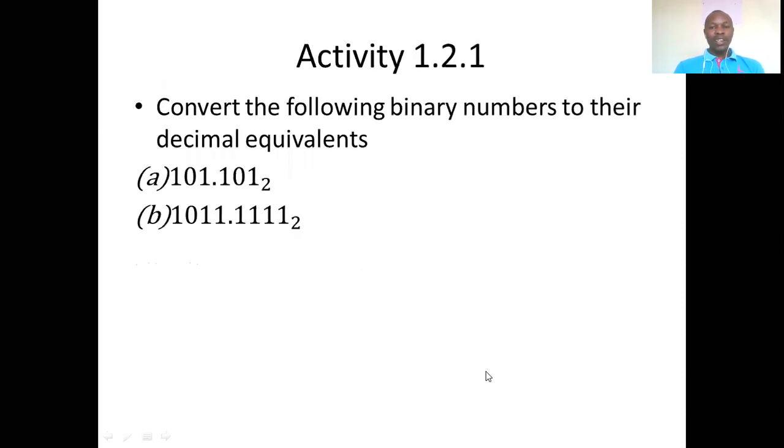So to check if you have understood these concepts, I want you to do this activity. Convert these numbers given here.